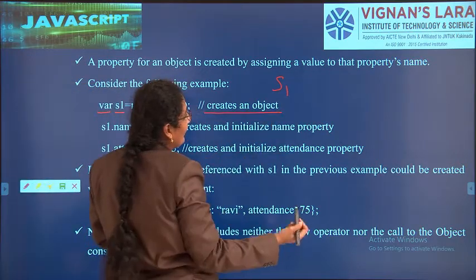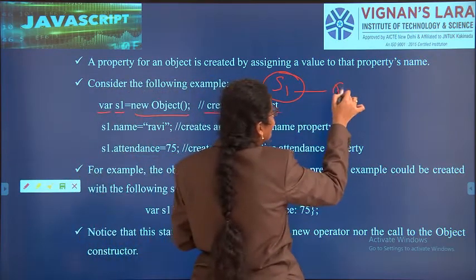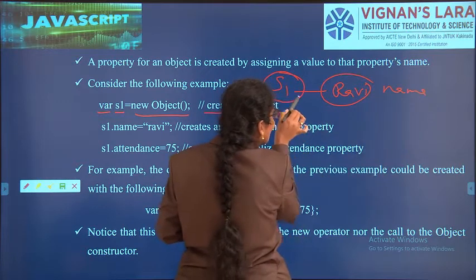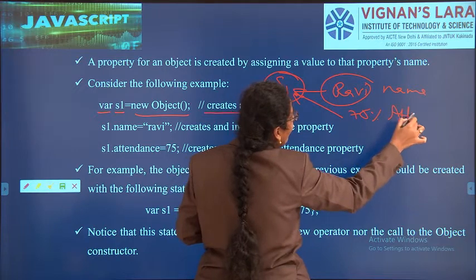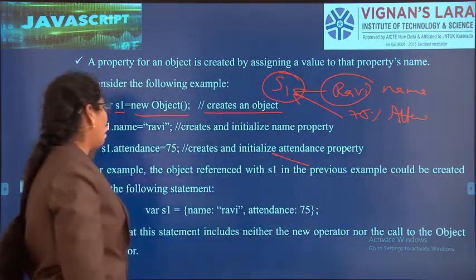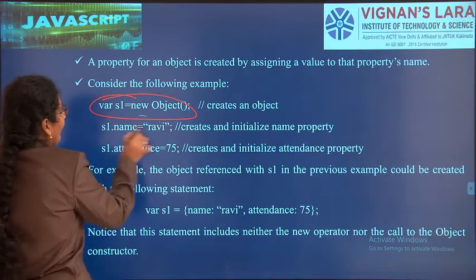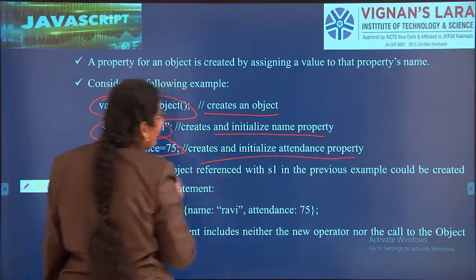So what is my variable name? S1. Now I have created an object called S1. For this S1 I am giving the name as Ravi. So name is nothing but a property. For this S1 I am giving the attendance as 75%. Attendance is also a property. So that is what we have given here. See, first we have created the object. We have given name, we have given attendance, nothing but creating the object and giving the properties.